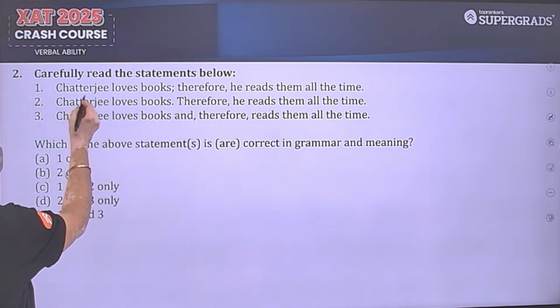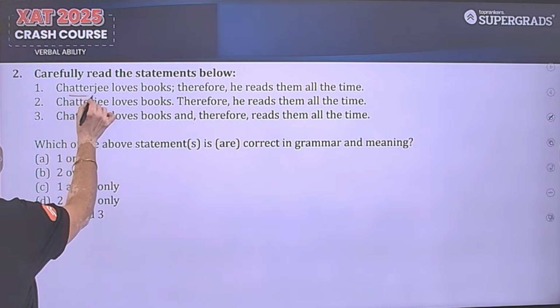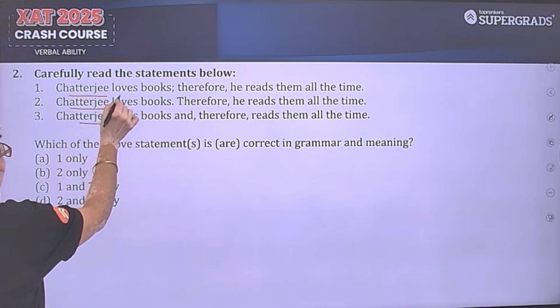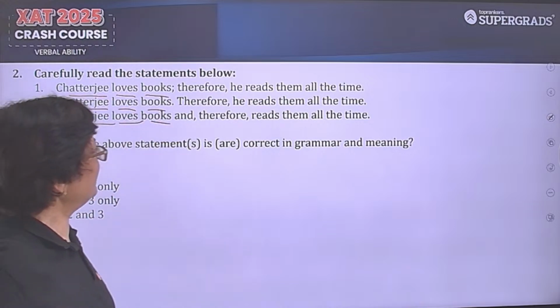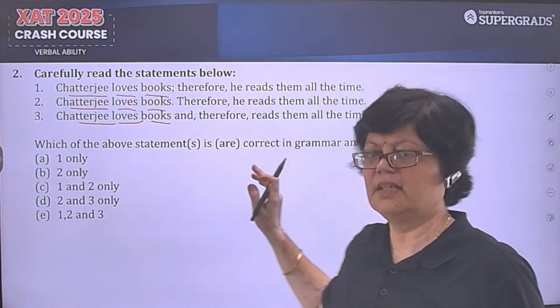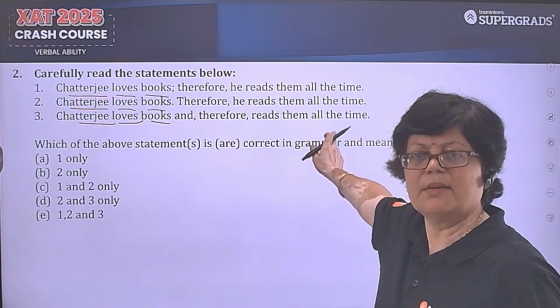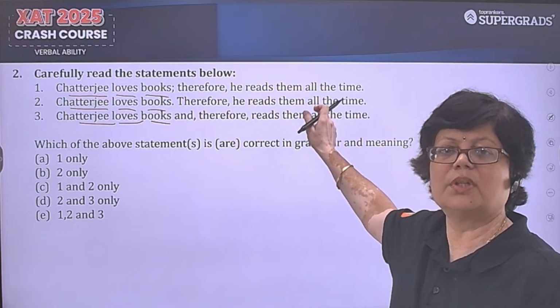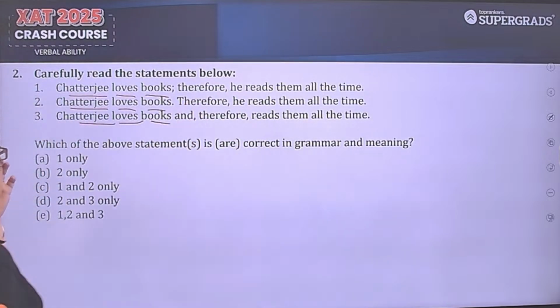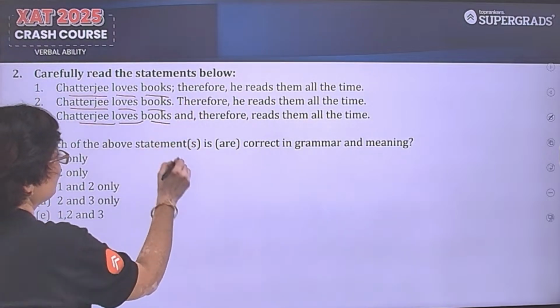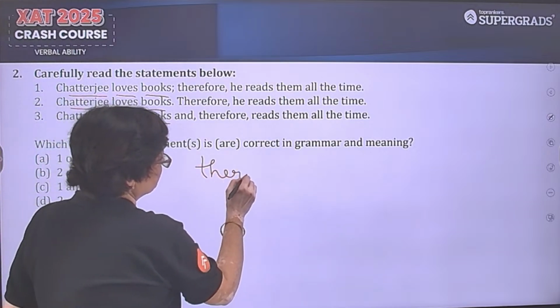So here, what we have to understand is Chatterjee is the subject, the verb is loves, and the object is books. In fact, the other part, here also the words are all the same, but there is the difference here related to the punctuation marks. Now let's have a look. The first one says, therefore he reads them all the time. Now, therefore is a conjunction.